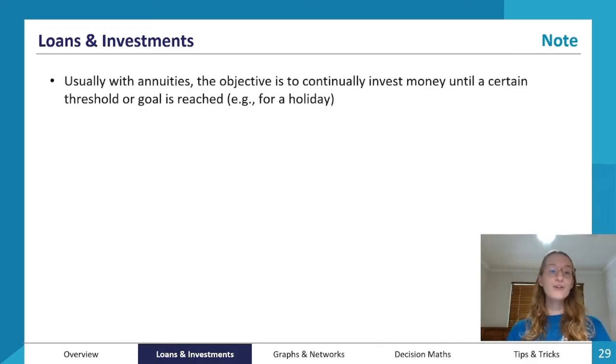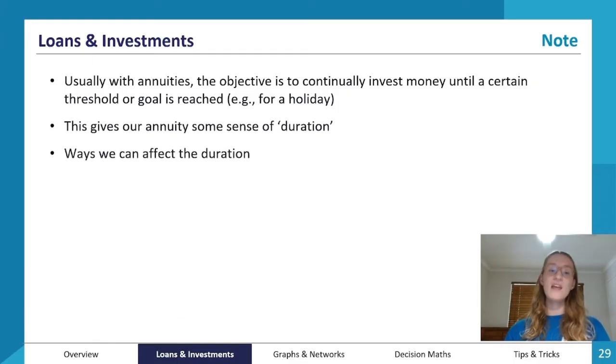A few things to note. Usually with annuities, the objective is to continually invest money until a certain threshold or goal is reached. For example, you might be saving for a holiday or a house deposit. A person might decide, I'm going to save $100 a week into this account, and when it reaches $20,000, I'm going to take it out and put down a deposit for a loan on a house. So that gives annuities a sense of duration.